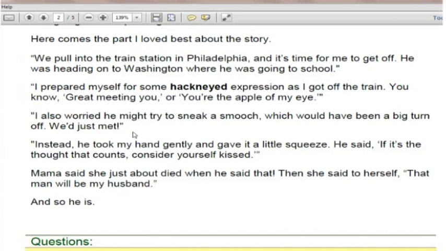He said, "If it's the thought that counts, consider yourself kissed." Mama said she just about died when he said that. Then she said to herself, "That man will be my husband."